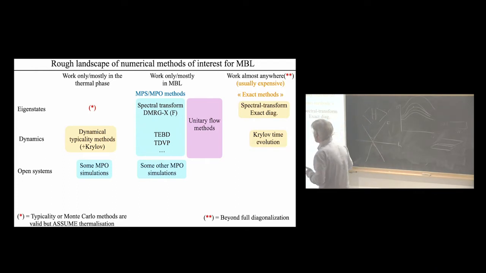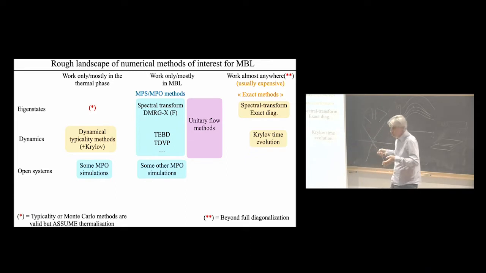There are methods which work only, or mostly only, in the localized phase. Some of them are based on the matrix product state representation, and they are based on very deep fundamental properties of MBL eigenstates, which I will be slightly mentioning. There's another class of methods which only work in the MBL phase, which is this unitary flow. I hope I'll be able to cover that, but if not, it's fine.